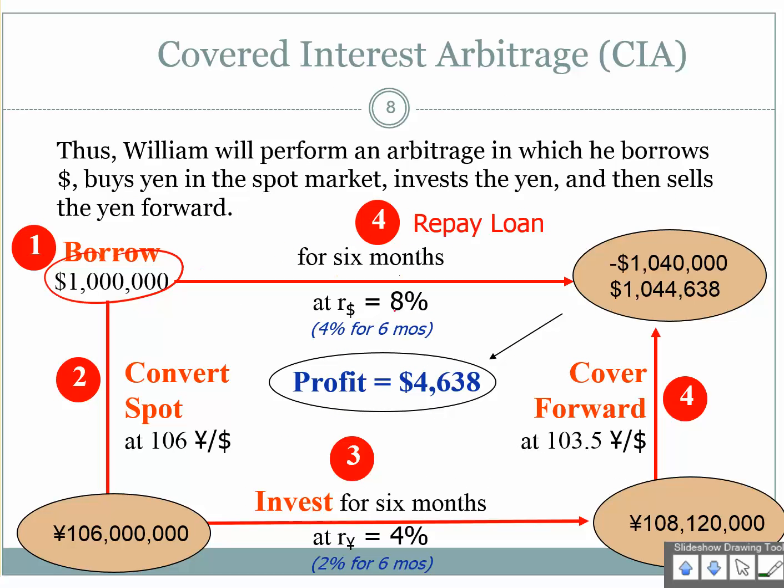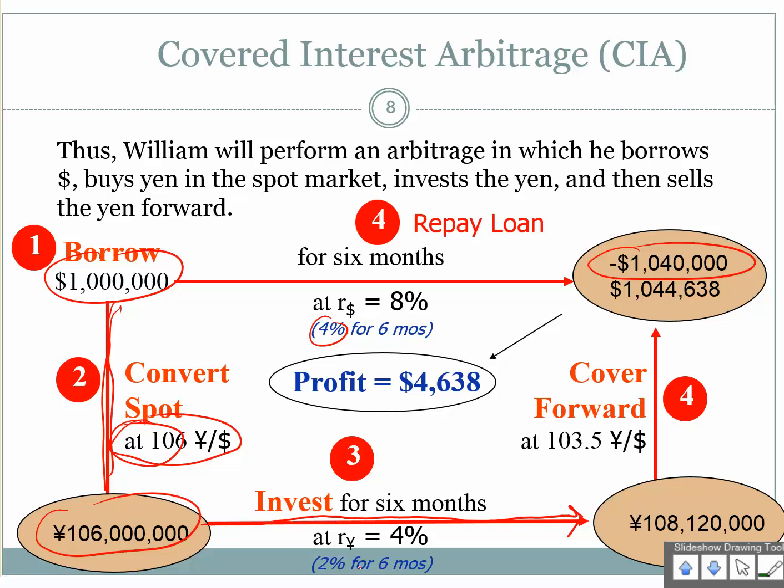Borrow 1 million dollars at 4%, pay back $1,040,000. Take your $1 million, buy yen at 106, get 106 million yen. Then immediately enter into a bond that gives you 2% for 6 months in yen. So I know I'm going to get 108 million yen back in 6 months.